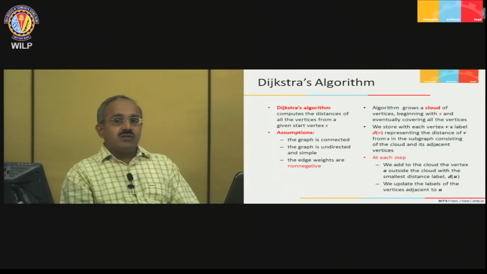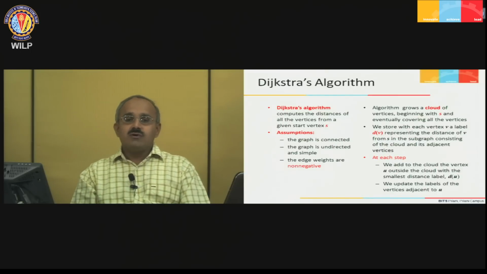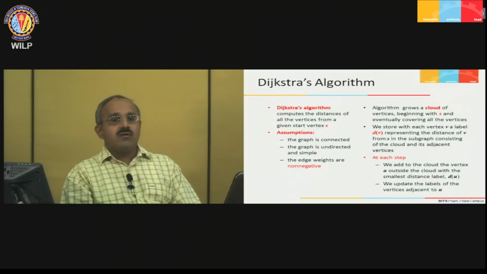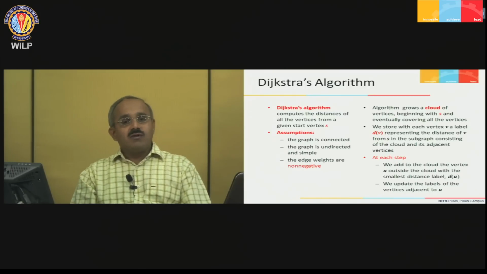The second assumption, undirectedness, can be dropped and the algorithm can be extended even to a directed graph, whereas in Dijkstra's algorithm, non-negativity of edges cannot be dropped. We will see that the strategy that we are going to work out is crucially going to depend upon the fact that all the edges have non-negative weights.